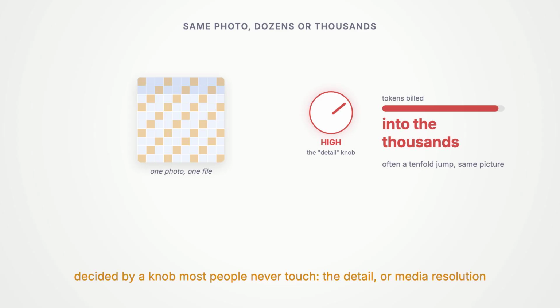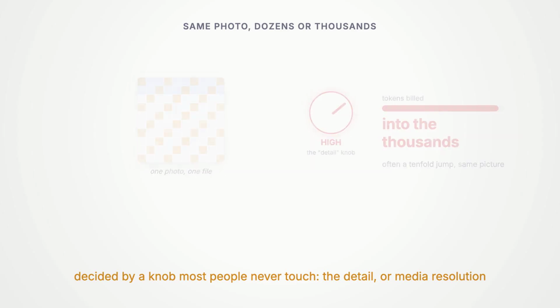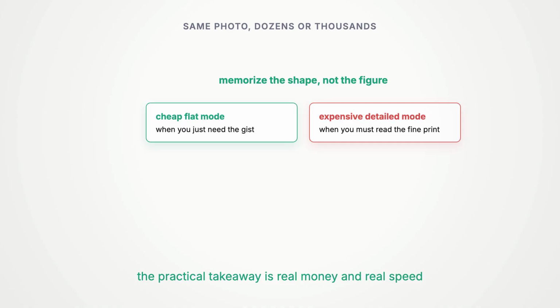Different providers use different math, and they quietly revise the numbers over time, so do not memorize a figure, memorize the shape. There is a cheap flat mode for when you just need the gist. There is an expensive detailed mode for when you need to read the fine print. And the practical takeaway is real money and real speed.